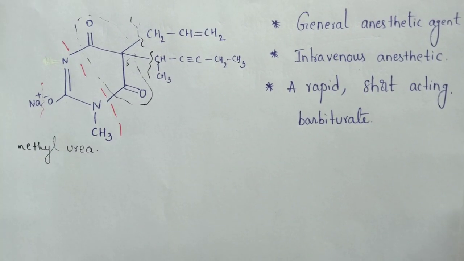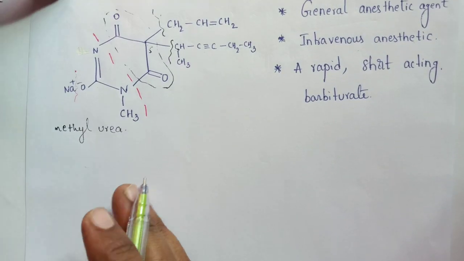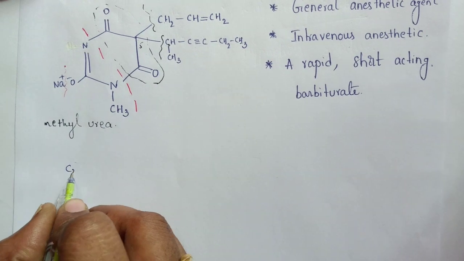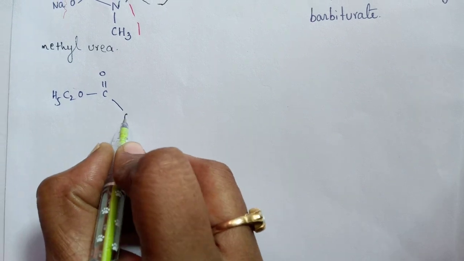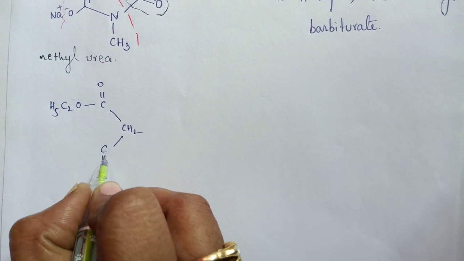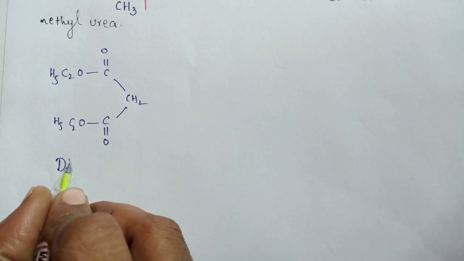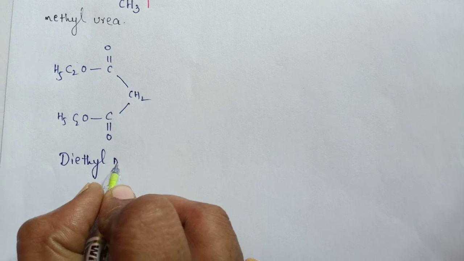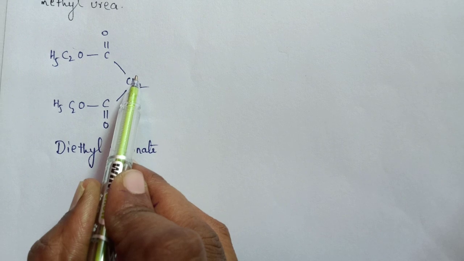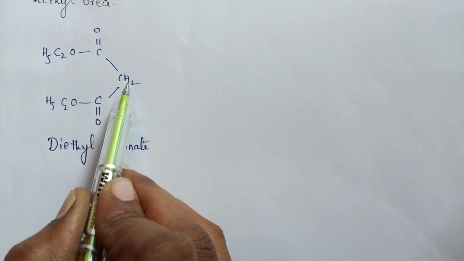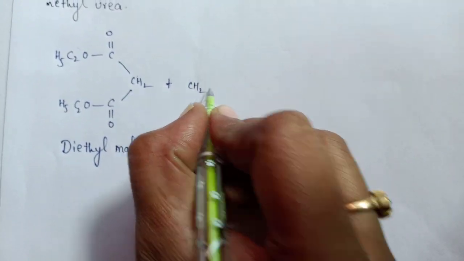Coming to the steps of this synthesis, first take diethyl malonate. What is diethyl malonate? C2H5O C double bond O CH2 C double bond O C2H5. This is diethyl malonate. At the fifth position, this carbon atom has two hydrogens, and we want to substitute one of them with a functional group.